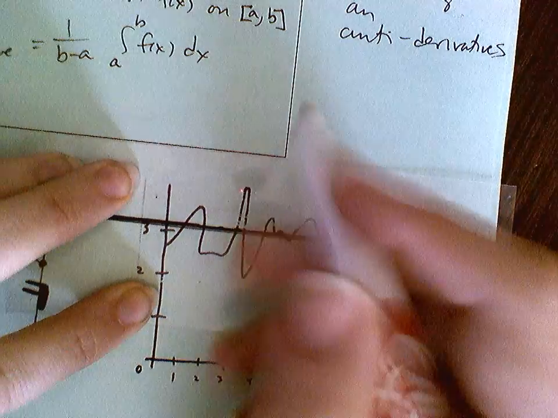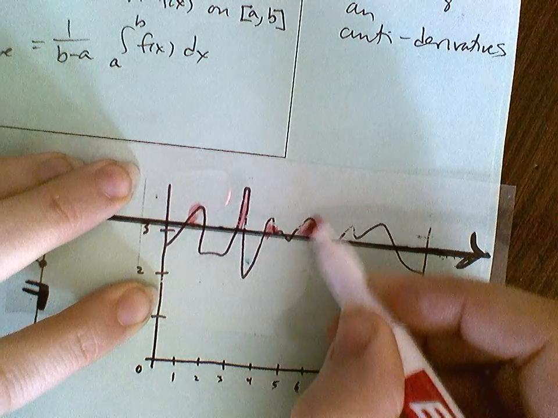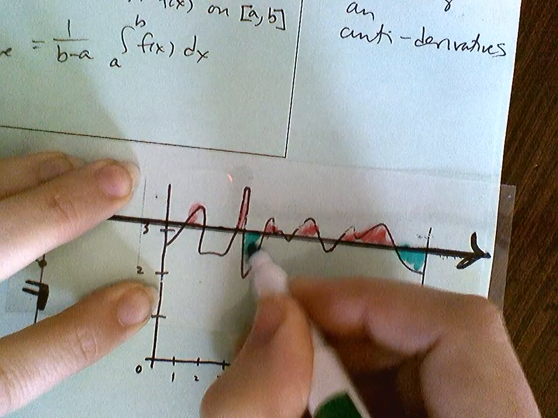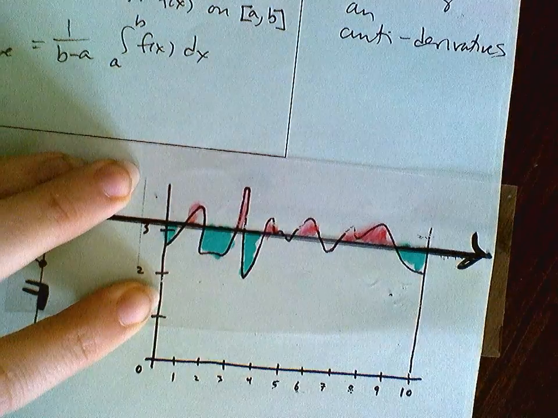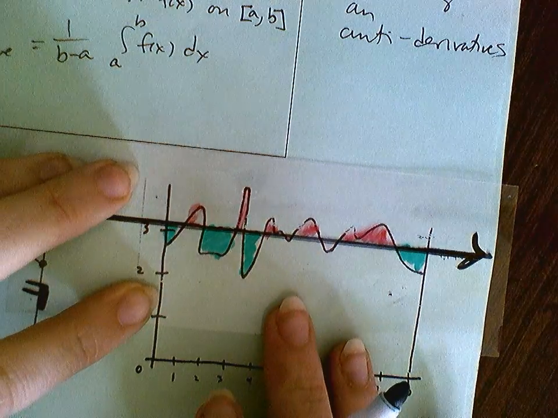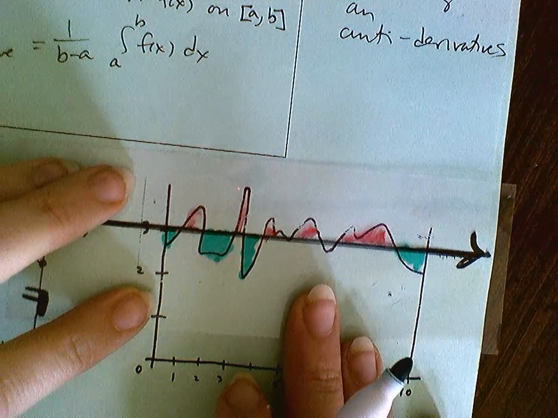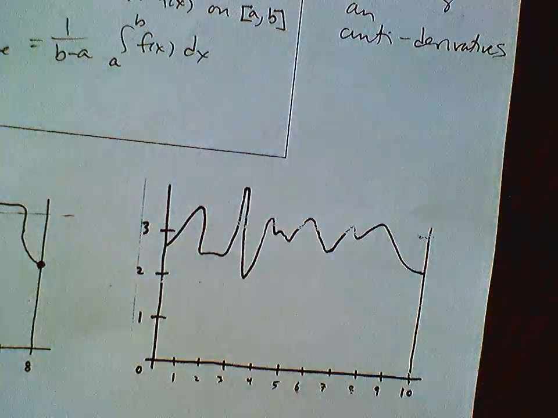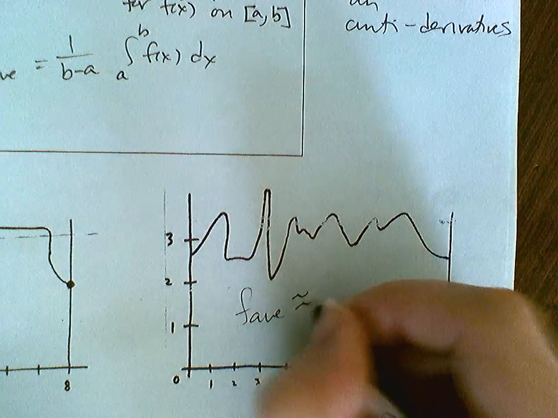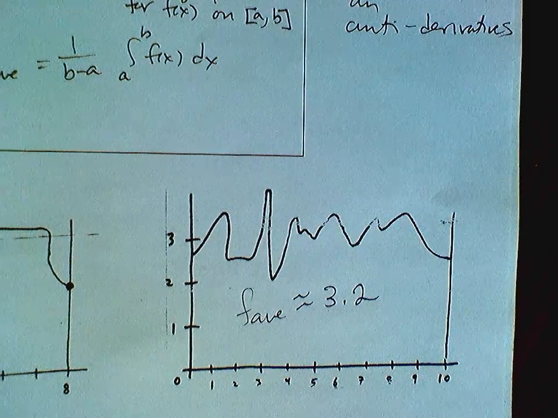Okay. All right, so here's red. And green. That looks better. I feel like there's a little bit more green, but it's more accurate anyway. So, I don't know, maybe 3 would have been good. I don't know, but let's just say like 3.1. So the average value of the function here is about, I'll say 3.2. All right, so that's what it looks like visually.